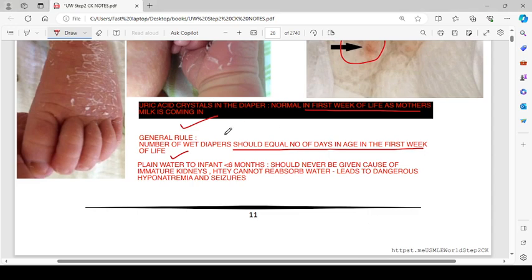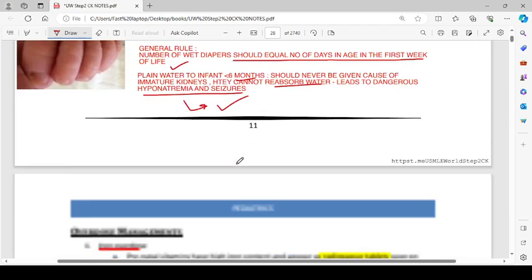Then the next thing is that plain water should never be given to an infant less than 6 months because of the immature kidneys. They cannot reabsorb the water, which leads to dangerous hyponatremia and seizures because of dilution. There will be dilutional hyponatremia, and that dilutional hyponatremia can result in seizures.